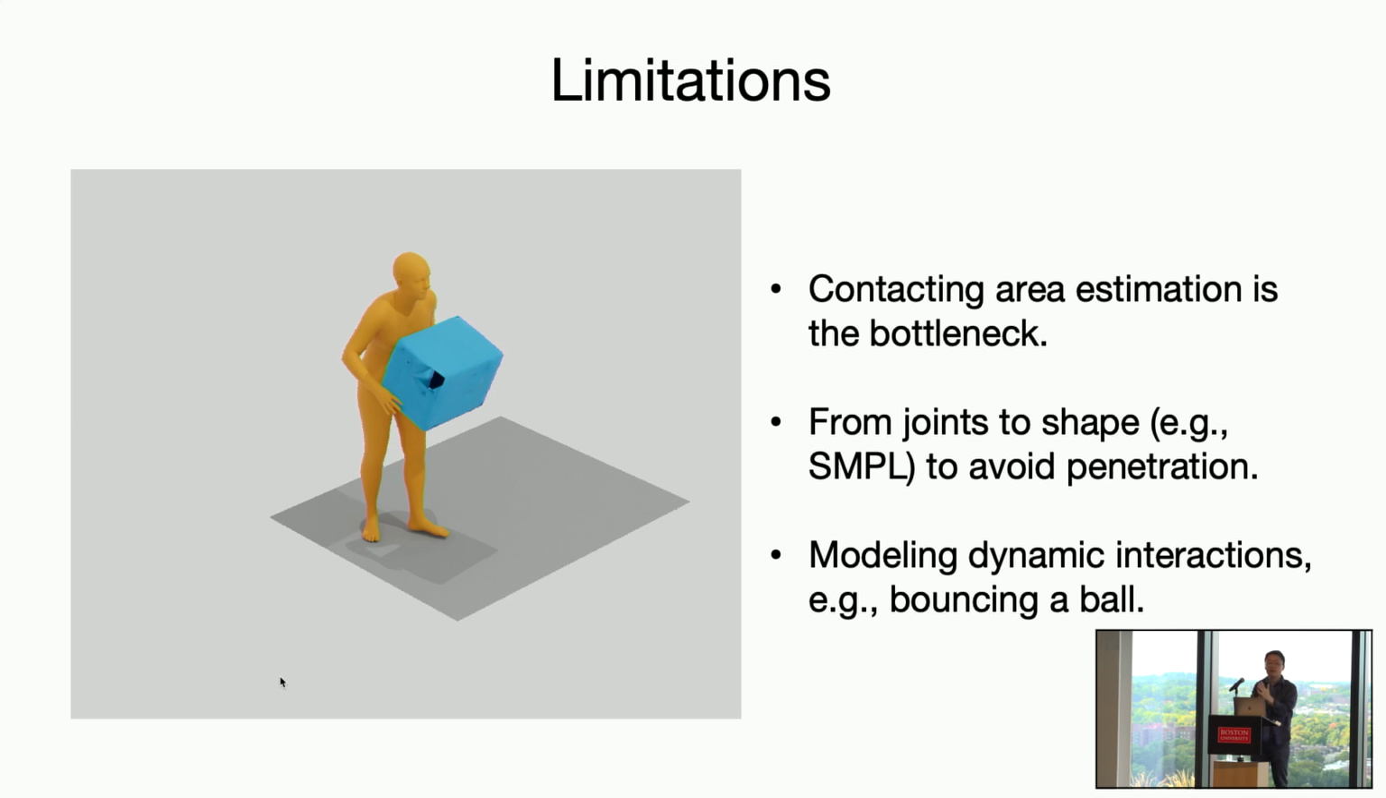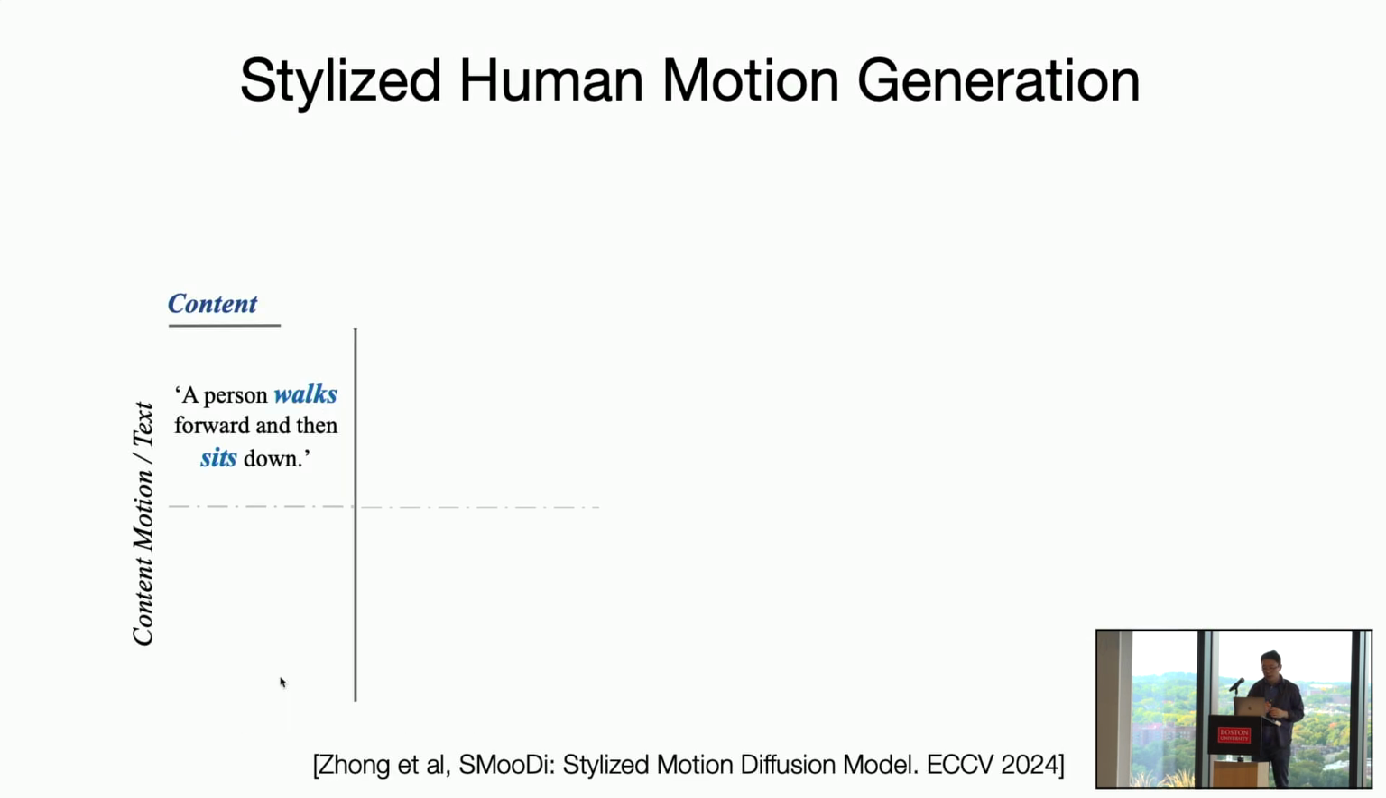What if a human is playing a basketball? The contact may not always be there. So that's an issue. I'm going to skip this.